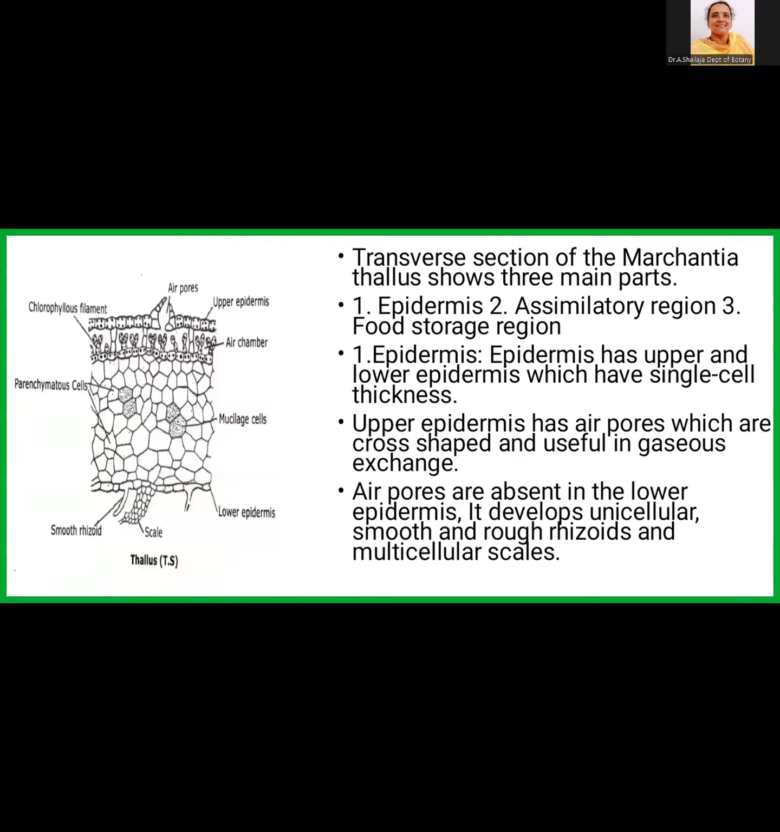It develops unicellular smooth and rough rhizoids and multicellular scales.